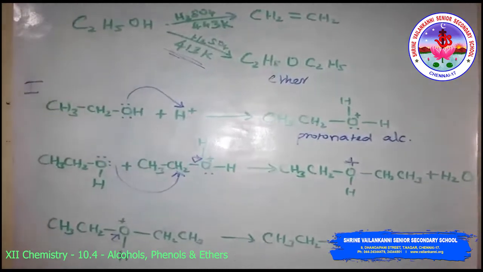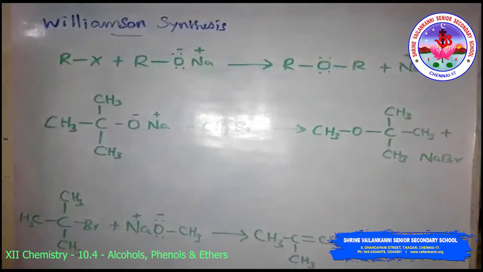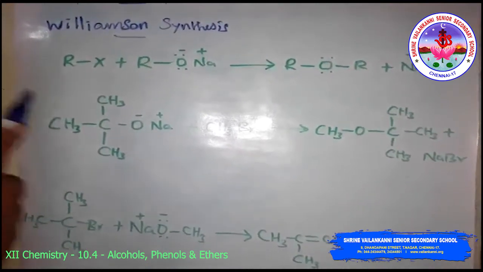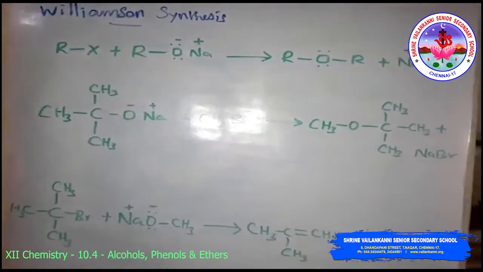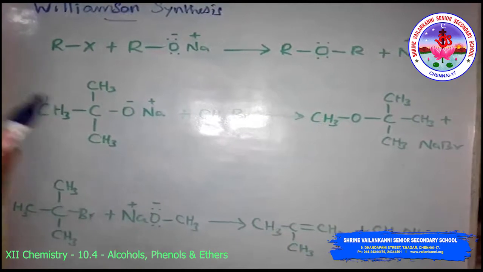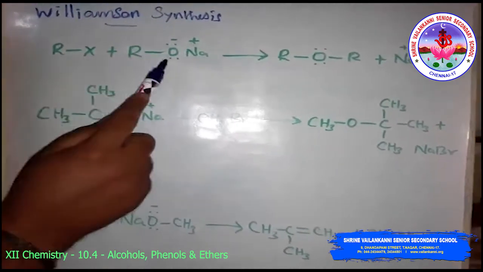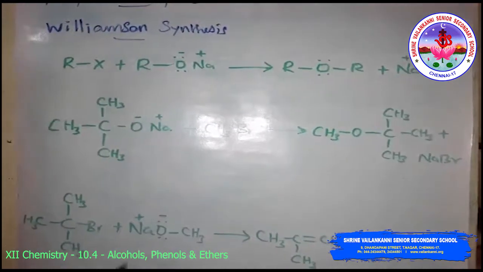Then Williamson synthesis. Preparation of ether from Williamson synthesis. It is an important laboratory method for the preparation of symmetrical and unsymmetrical ether. So in this method an alkyl halide is allowed to react with the sodium alkoxide. So the alkyl halide reacts with the sodium alkoxide to form ethers and the sodium halides.